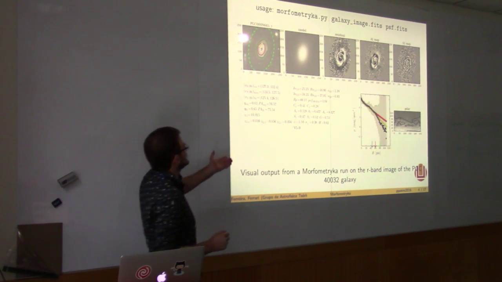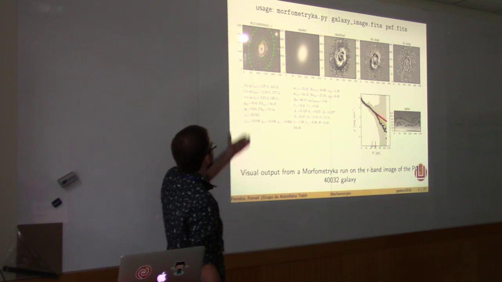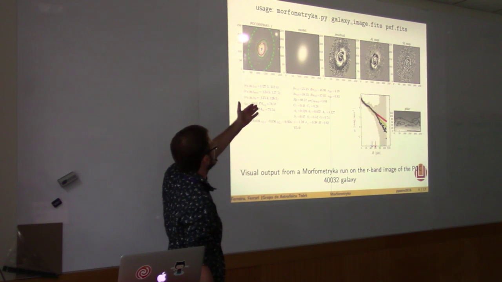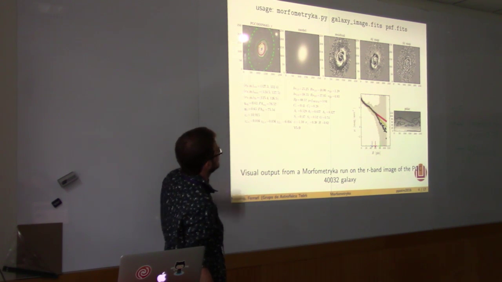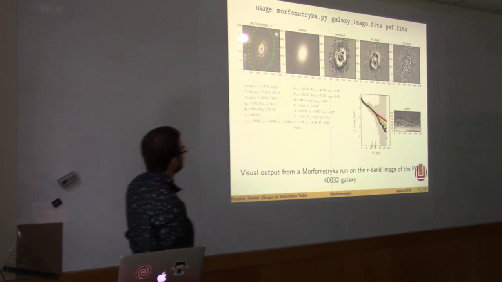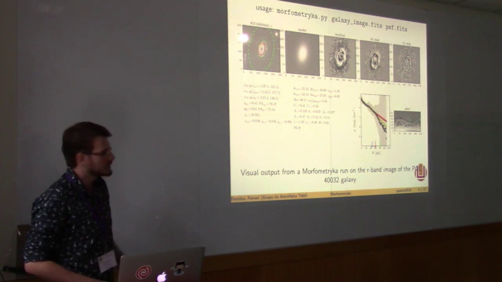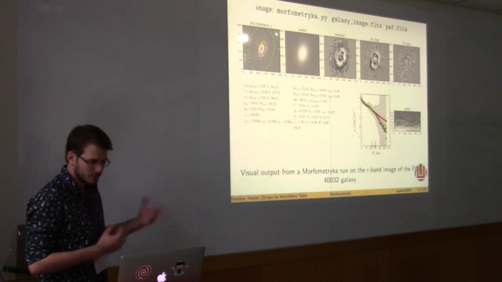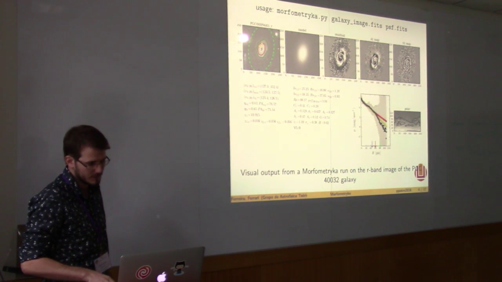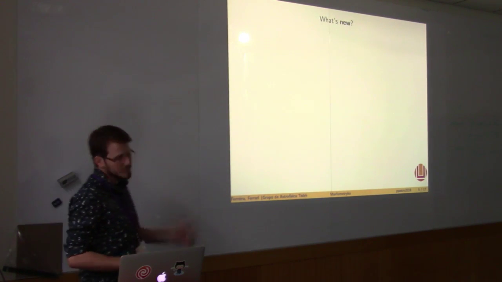So here is the visual output. It's really easy to use. You only need to have the physical image and the PSF, and it gives you all the parameters that you need to do this kind of study. But what's new with Morphometrica?